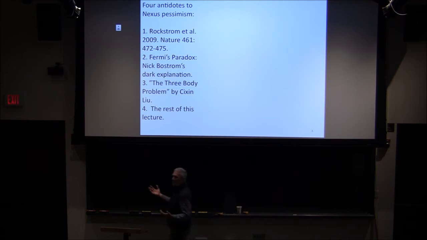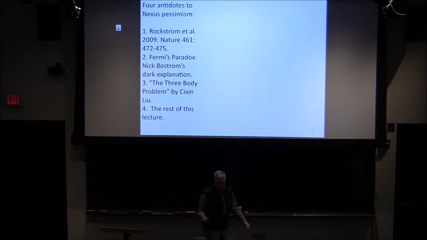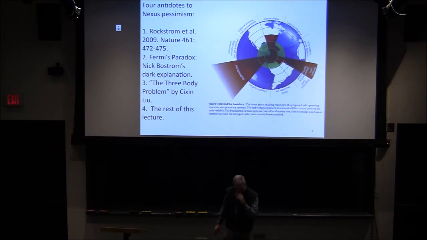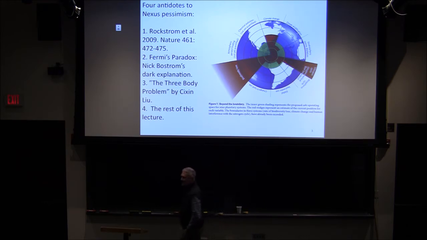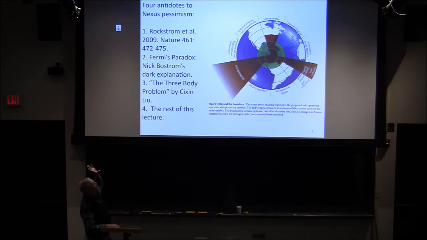I want to offer four antidotes to Nexus pessimism. Some of these are tongue-in-cheek, but they're actually sensible if you think about them more deeply. The first one is a paper by Rockström et al. on planetary matters. I don't want to dwell on it, but they outline the different environmental problems. Incidentally, they don't have food as an environmental problem, but they do have water availability, biodiversity, and so on. Then they have the outer bound, the planetary boundaries, and the green space is their assessment of the safe operating space for humanity.